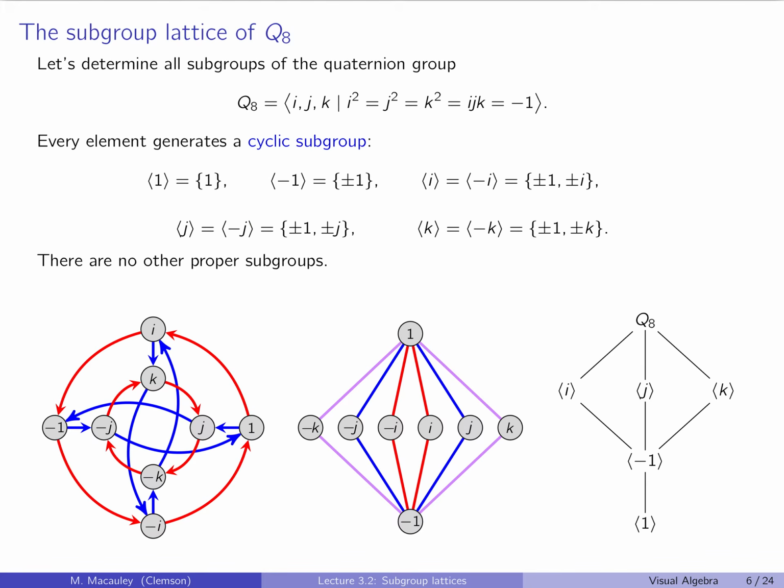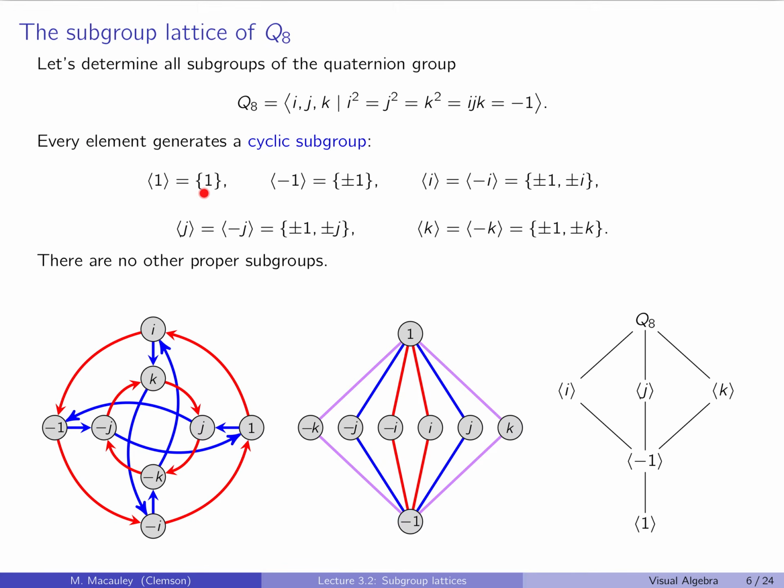Let's do the quaternion group Q8 next. The first thing to do is to determine all subgroups. And a good place to start, as usual, is to see what the cyclic subgroups are. So every element generates a cyclic subgroup.